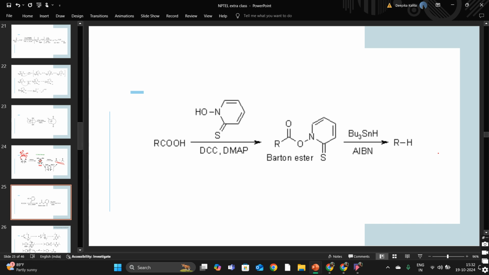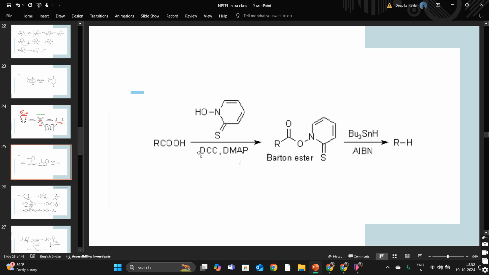So let us move to the next question, which is again a very important reaction where the Barton ester is formed in situ, which can convert a carboxylic acid into an alkane. The net result, if you see in the reaction, is the elimination of a carbon dioxide molecule from the carboxylic acid to give us the alkane. So let us see how this reaction is happening.